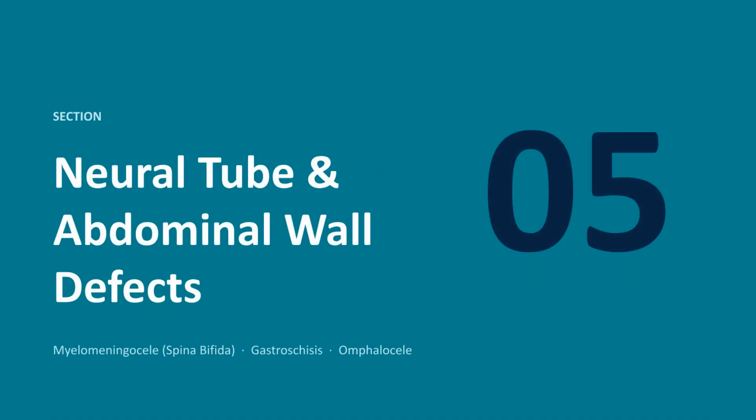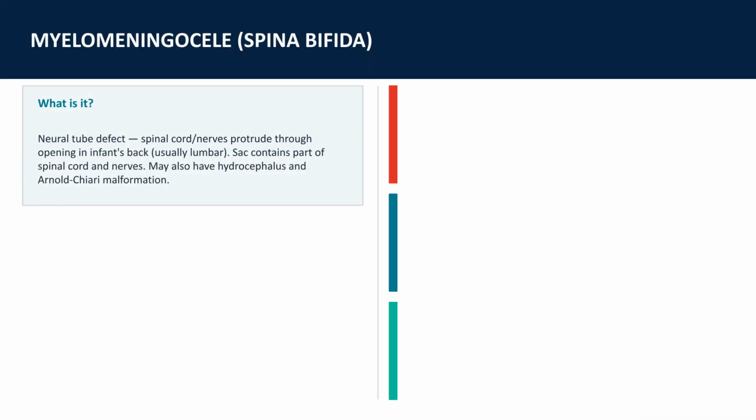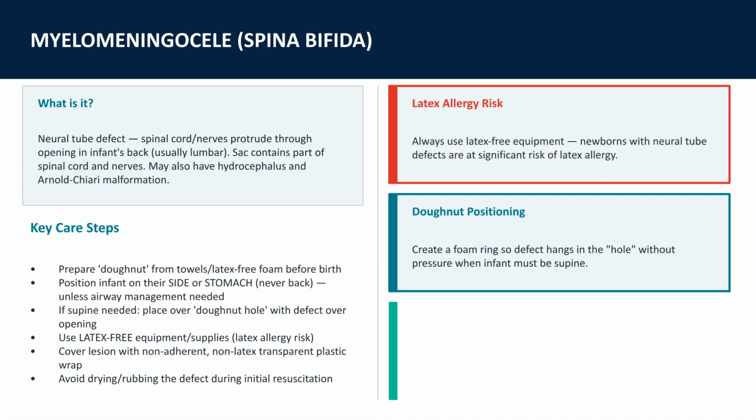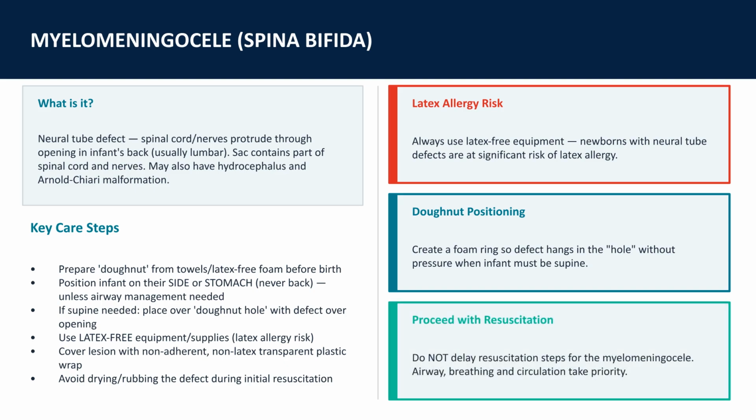Section 5 discusses neural tube and abdominal wall defects, covering myelomeningocele, gastroschisis, and omphalocele. Myelomeningocele is a neural tube defect. Key care involves preparing a foam ring for positioning and using latex-free equipment due to high allergy risk. Always prioritize airway, breathing, and circulation. Do not delay resuscitation steps.